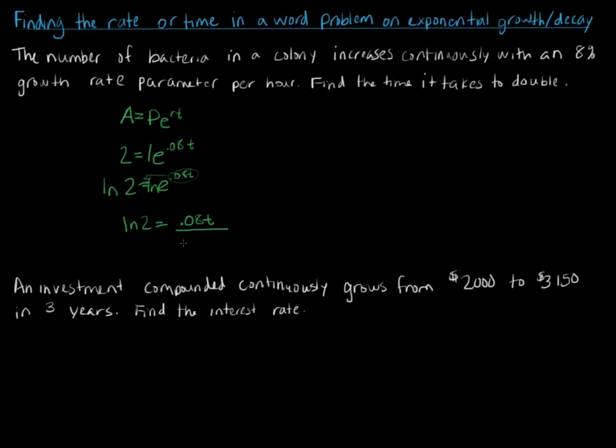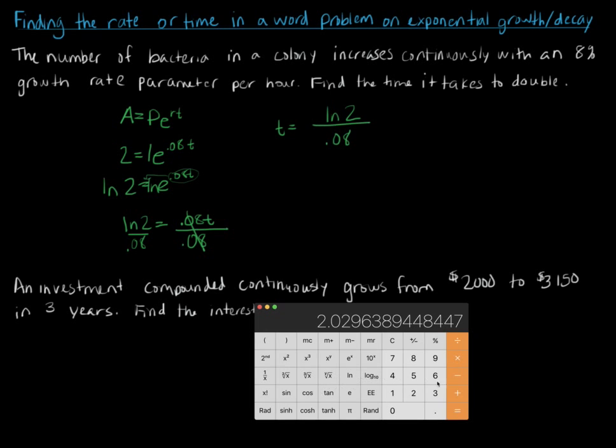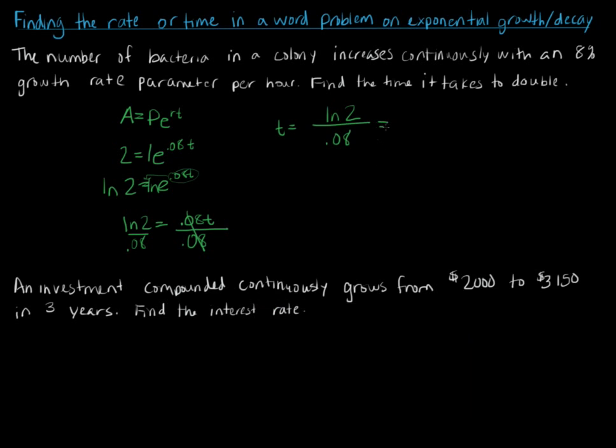So t is equal to the natural log of 2 divided by 0.08. So t equals ln 2 divided by 0.08. So let's get out our calculator, and we'll take the natural log of 2 and divide it by 0.08, and that is 8.66 hours.